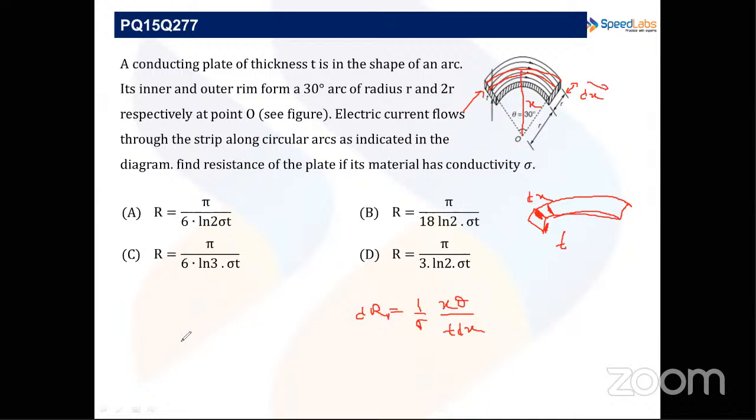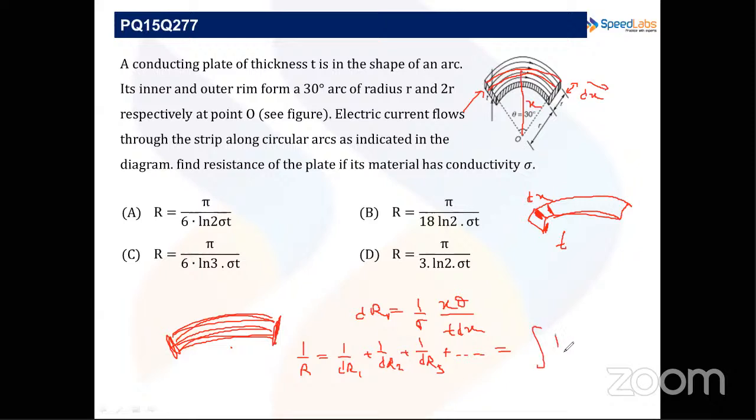Now the thing is, how many such resistances are there? They are starting from this point and ending at this point. So all those resistances are connected like this. Assume that there are infinite resistances. Now all these resistances are in parallel. So if I call them dR1, dR2, then net resistance, 1 by R should be 1 by dR1 plus 1 by dR2 plus 1 by dR3 and so on, right? So can I say it is integration of 1 by dR? Now let us just do that integration of 1 by dR.